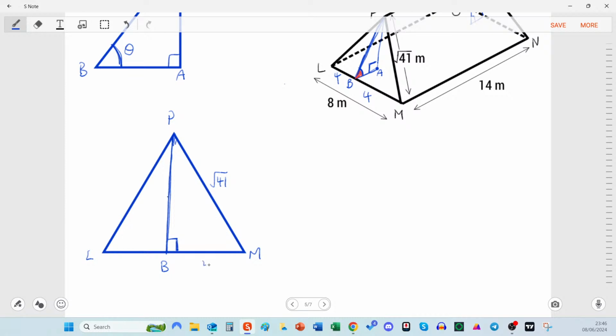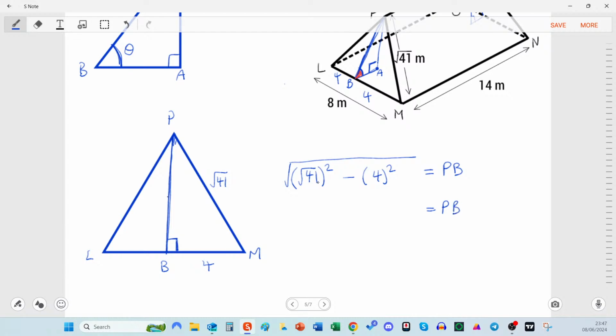Where were we? We know this is 4, because that's half of that. And so now we just need to work out what the missing length is. Now this is only sides, so we don't need to worry about trigonometry at this point. So the square root of 41 squared, take away 4 squared, is going to give us the length PB, which we so desire.